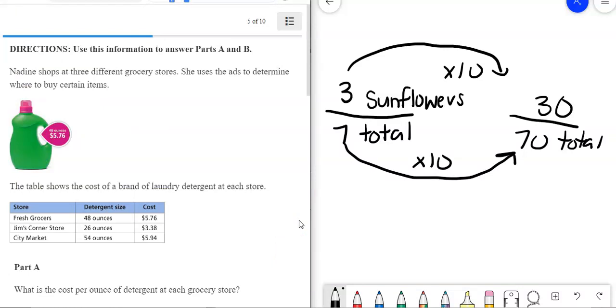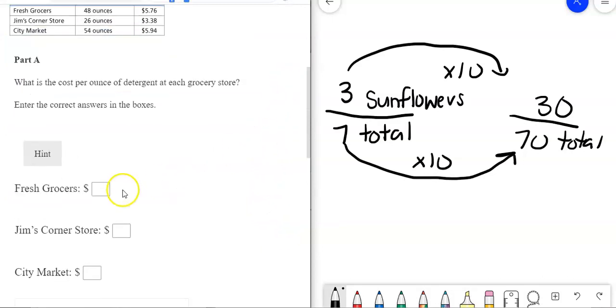If you're in your book, you're on page 171 now, and this is number 8. Nadine shops at 3 different grocery stores. She uses the ads to determine where to buy certain items. So the table shows the cost of a brand of laundry detergent at each store. So at this one, it costs $5.76 and it's 48 ounces. At this one, it's $3.38 and it's 26 ounces. And at this one, it's $5.94 and it's 54 ounces. So what they want us to find on part A is the price per ounce on each of them.